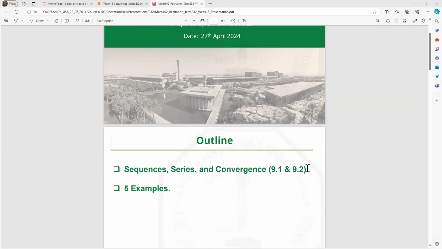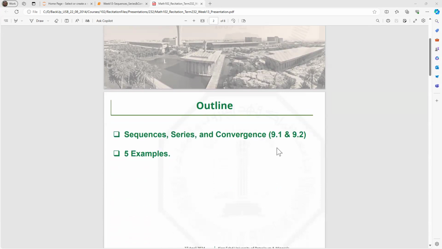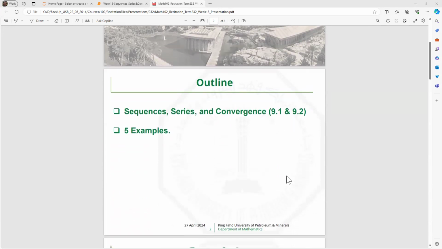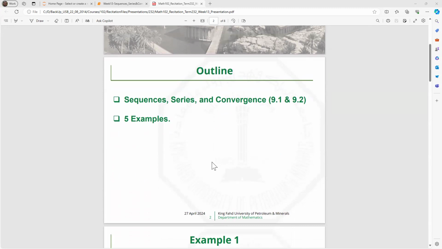So here's the outline. We'll talk about sequences, series, and convergence, which correspond mainly to sections 9.1 and 9.2. And we'll try to cover 5 examples in this presentation.